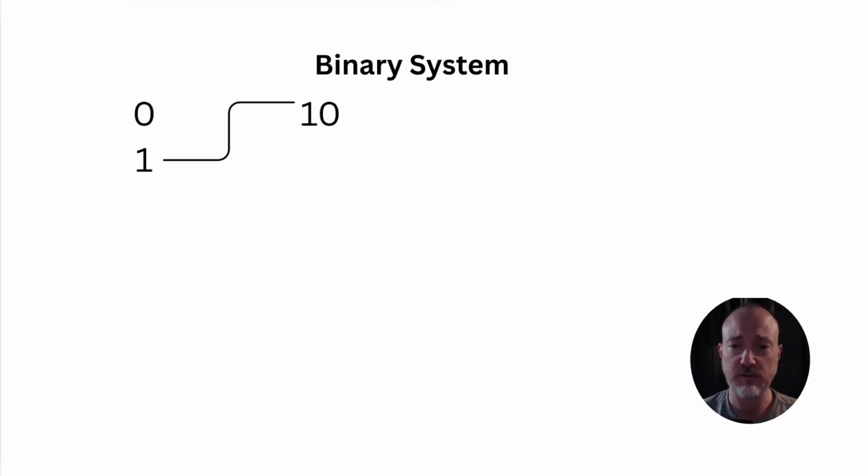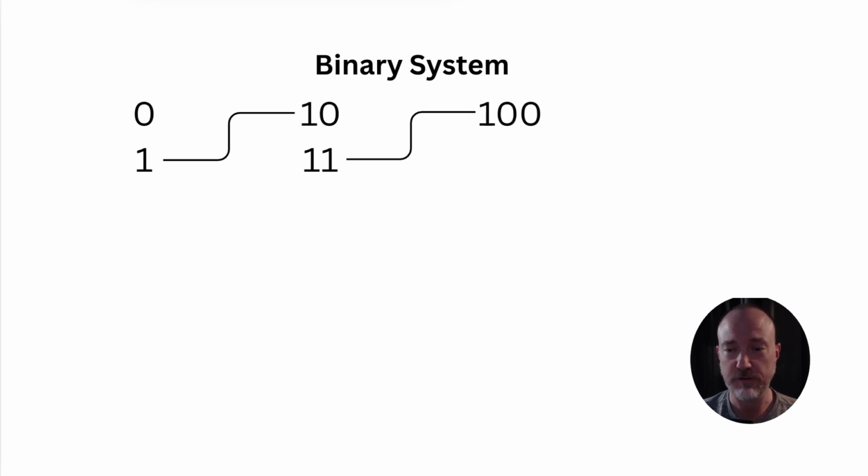So we can continue counting. After 1, 0, we get 1, 1. Well, now we have reached the max value that we have for each one of those places, so we have to roll those back to 0 and increment the place to the left. So that gives us 1, 0, 0. Again, this is not 100. If we were in decimal, this would be 100. This is 1, 0, 0 because we're in binary.